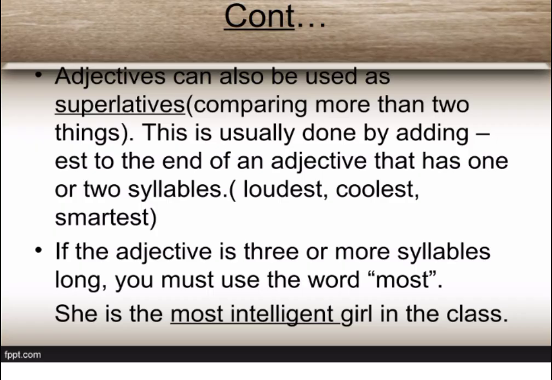Adjectives can also be used as superlatives, comparing more than two things. This is usually done by adding -est to the end of an adjective that has one or two syllables: loudest, coolest, smartest. If the adjective is three or more syllables long, you must use the word most. She is the most intelligent girl in the class.